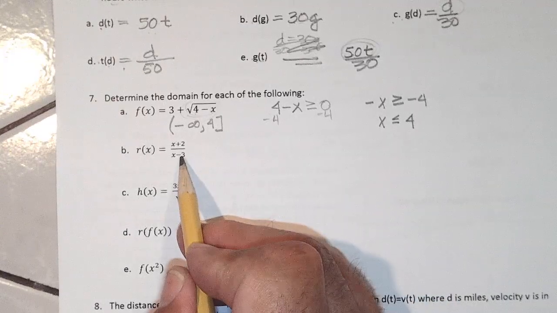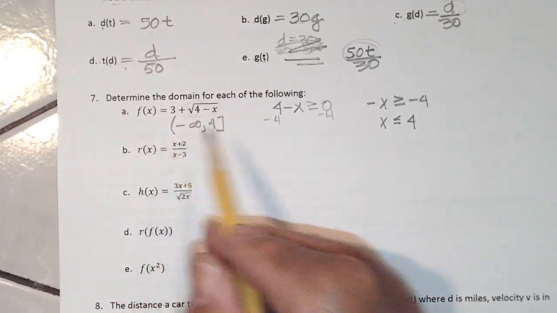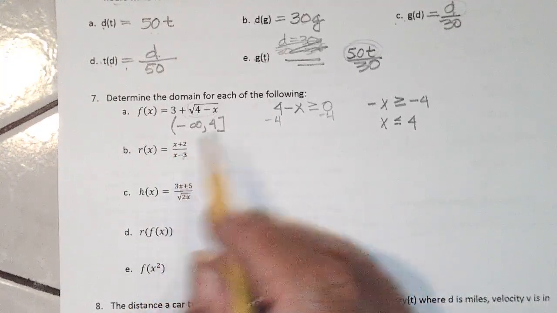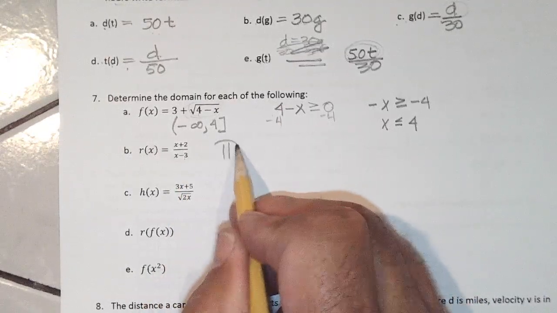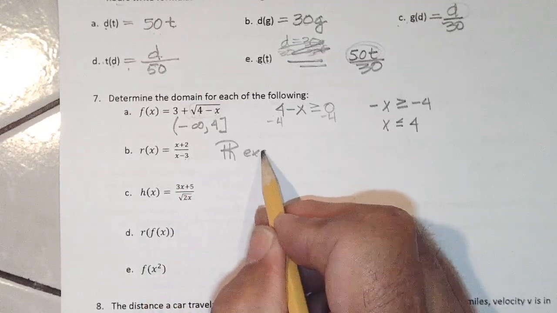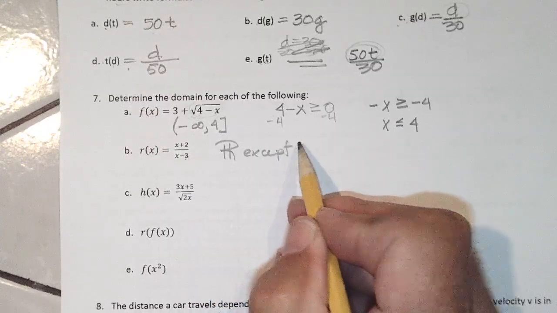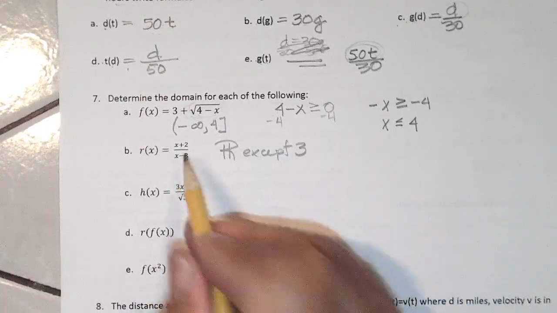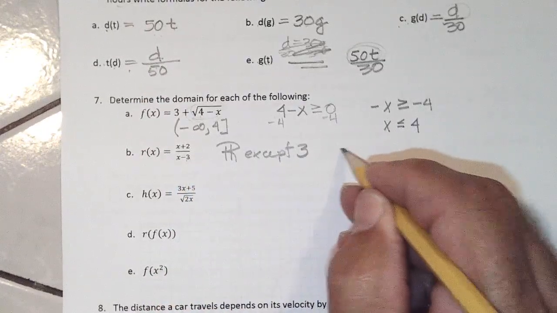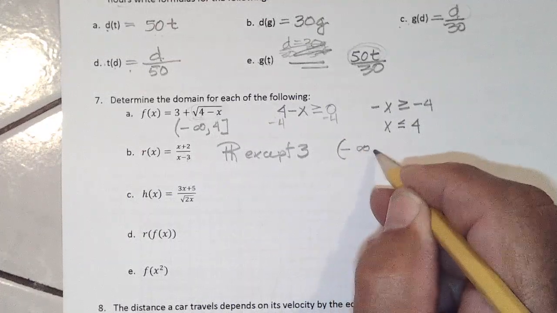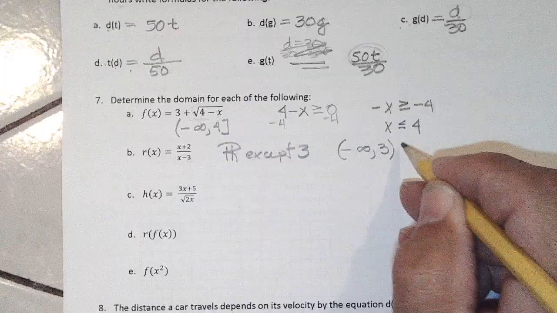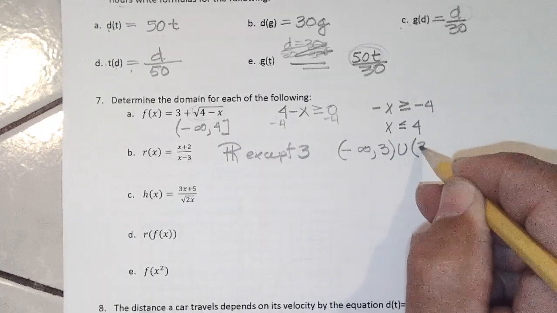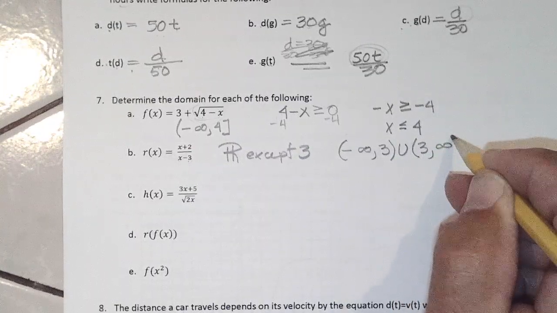Now, this one, we can never divide by 0, so x cannot be 3. So it's all reals except 3, because 3 minus 3 is 0, or I could say from negative infinity up to 3, not including it, union 3 to infinity.